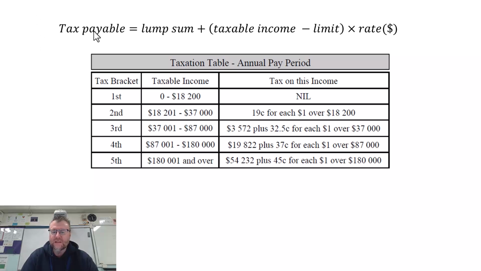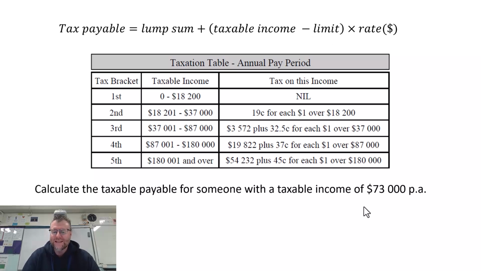The amount of tax someone has to pay, and don't worry, I'll explain each of these words in a minute, is the lump sum plus, in brackets, taxable income minus the limit, close bracket, times the rate. Now, all of these things can be found on here, depending on someone's tax bracket.